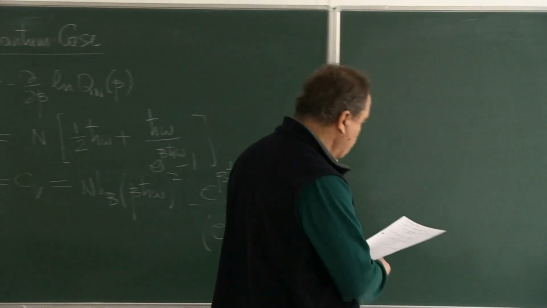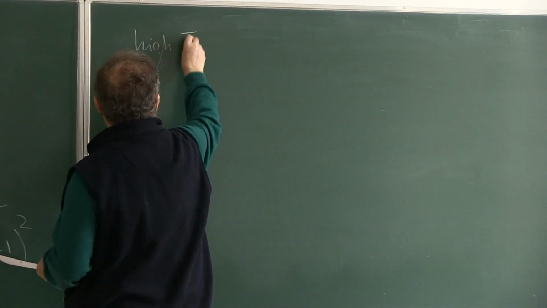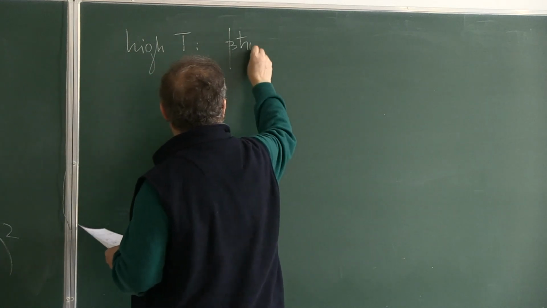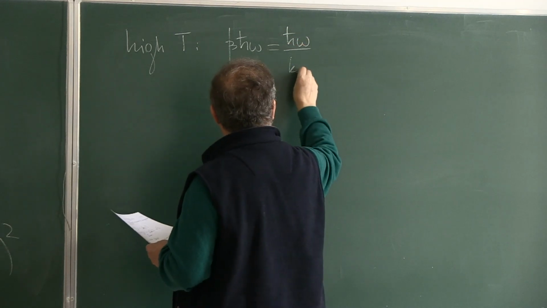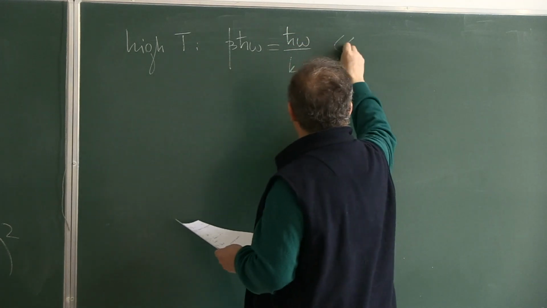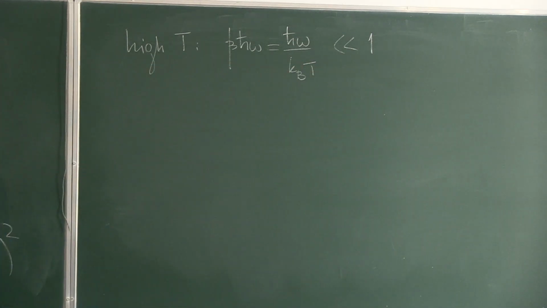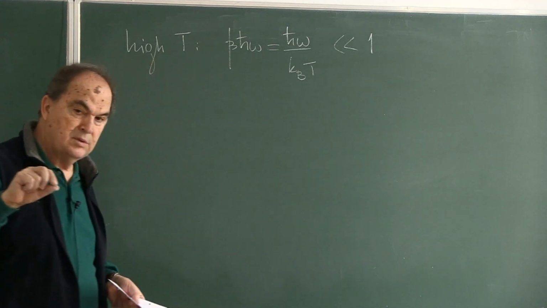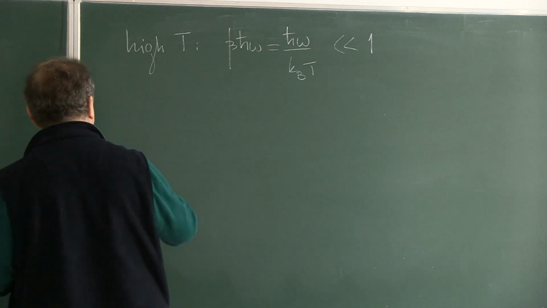So let's check the high T classical limit. What happens to βħω? Well, it is ħω over kBT. It becomes very small, isn't it? At high temperatures, it is inversely proportional to temperature. T is very large compared to the energy level spacing. So that's the classical case.